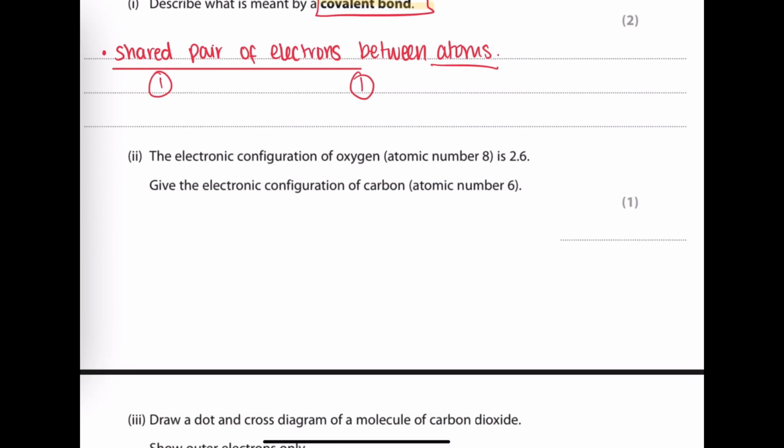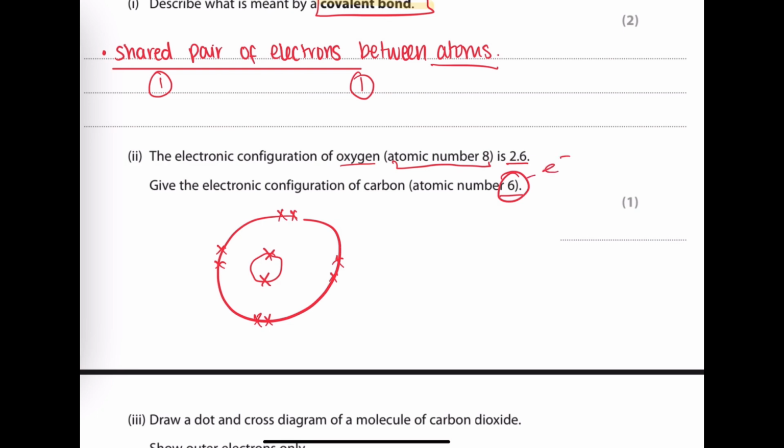The electronic configuration for oxygen, atomic number 8, is 2.6. Give the electronic configuration of carbon, where the atomic number is 6. We know that when it comes to drawing outer shells, the first one can only get 2, while the second one can get 8. So this is how a full one looks. So we know that the atomic number is 6. So that means it has 6 electrons. So let's draw it out. We have 2. That means we have 4 left over. So it kind of looks something like this. How you write it is that you basically say 2 in the first shell, and then 4 in the next one.